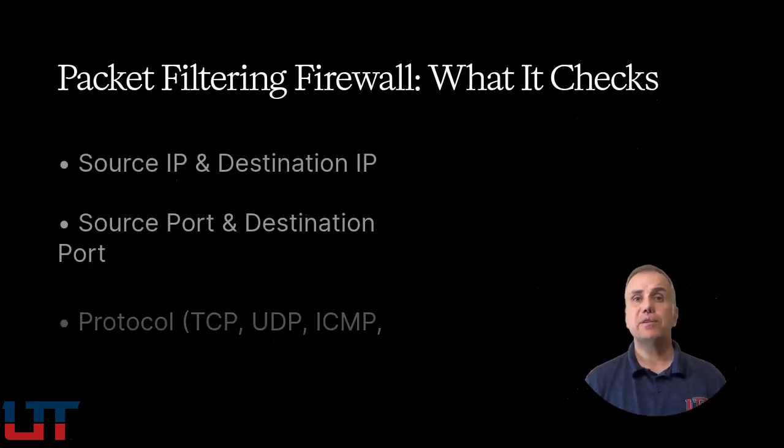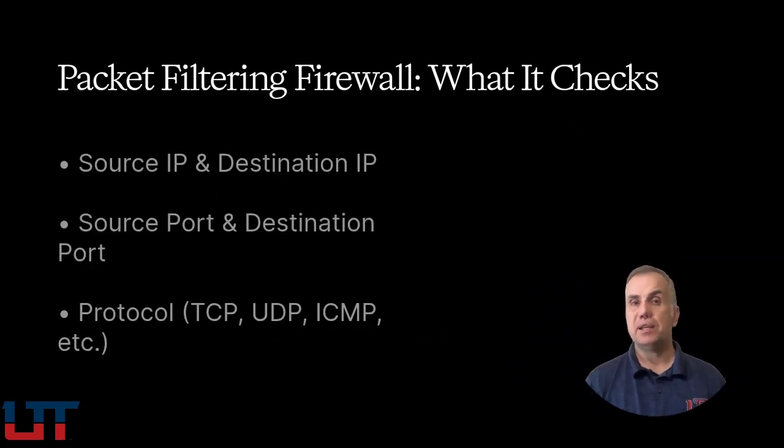A packet filtering firewall examines each packet individually, looking only at the packet's header fields. The header contains the metadata about the packet: where it came from, where it's going, what protocol it's using, and what port it's targeting. Specifically, a packet filter checks the source IP address, the destination IP address, the source port, the destination port, and the protocol: TCP, UDP, ICMP, and so forth.